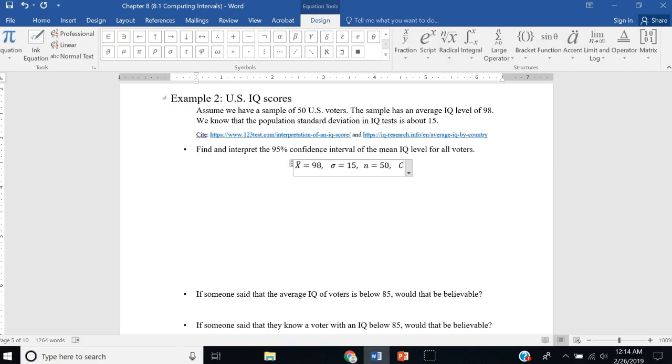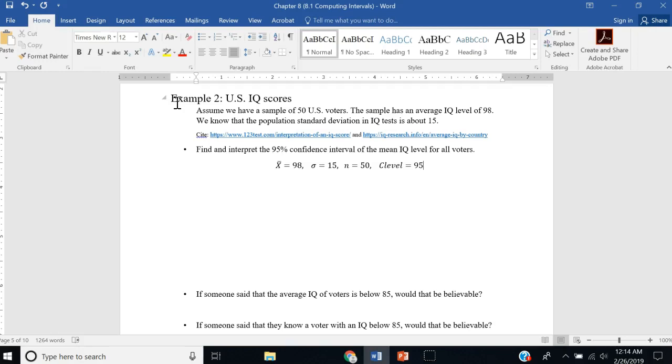And it says my confidence level is 95%. So you can either write 95 or 0.95, either way. Okay, so those are the things that I'll need to input in my calculator, and we'll need to input them where it asks me to input them. Now, before I move to the calculator, I want you to notice we have the population standard deviation given to us. It's 15. So because we know the population standard deviation, we'll use the z-interval.